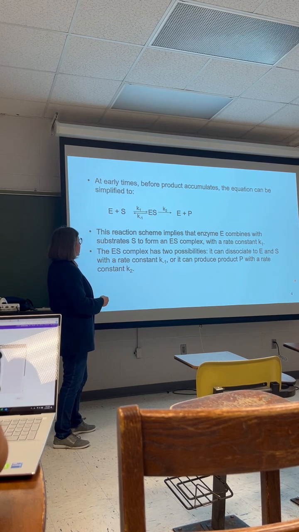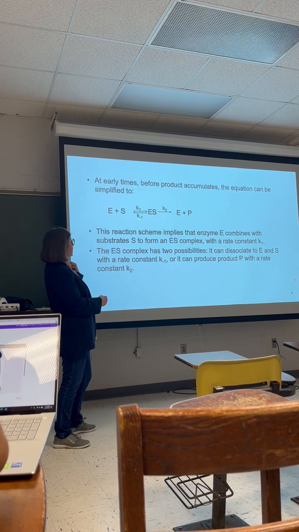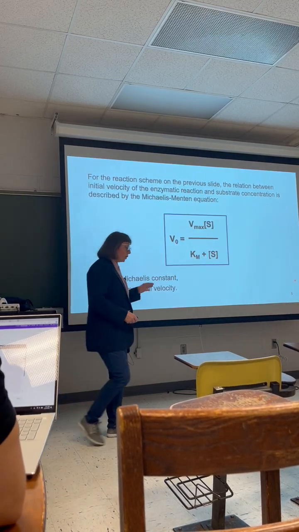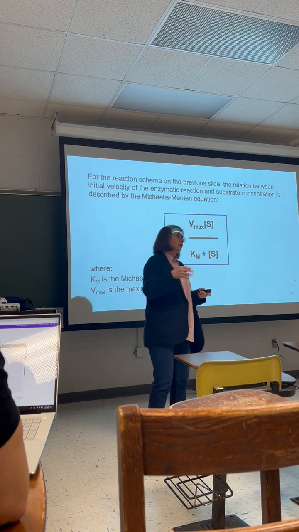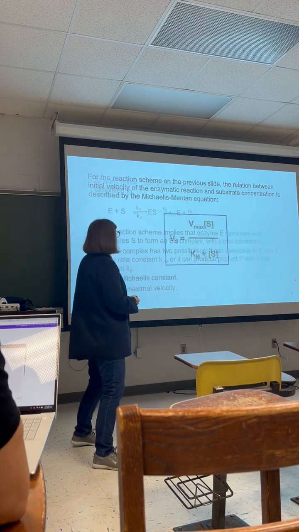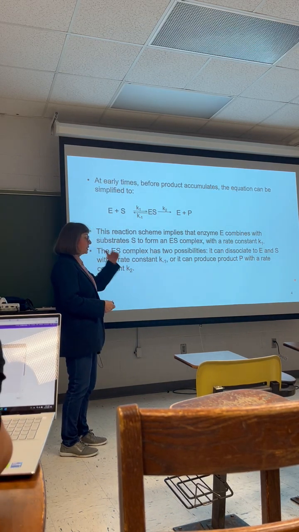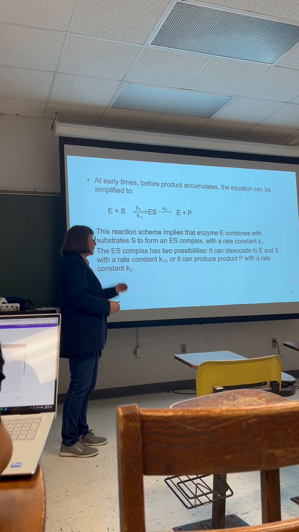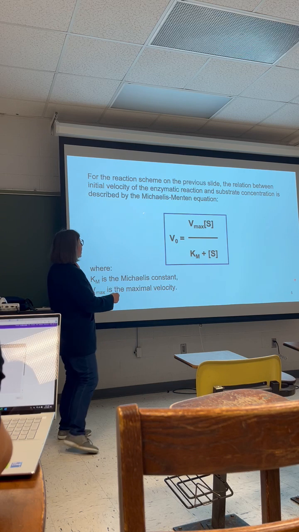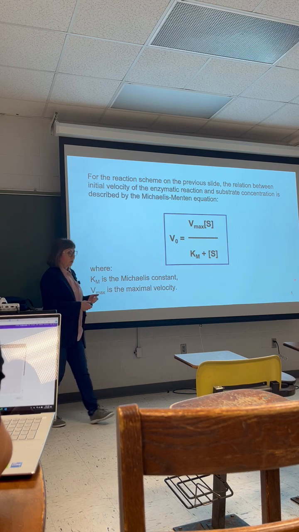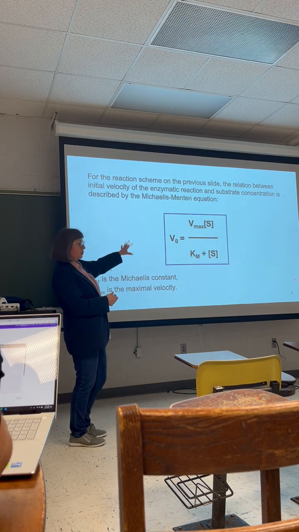There are 2 possibilities. The complex can either dissociate back into enzyme and substrate, and the rate constant is K minus 1, or it can produce product, and the rate constant for this is K2. Without skipping several pages in textbooks, there is really a formalism and real math behind it. You can come to the following equation. We are obviously skipping how to derive this equation, but believe me, this is the equation they got.